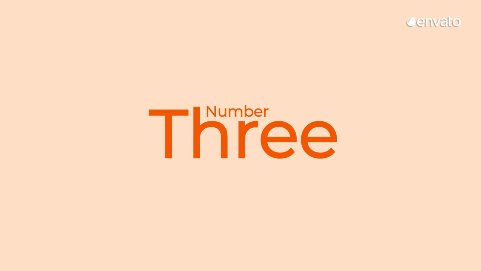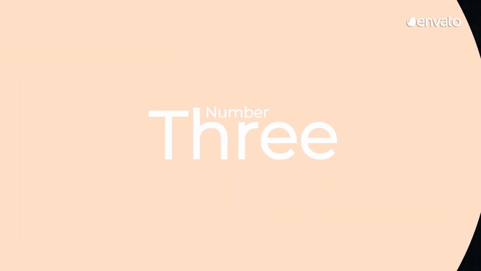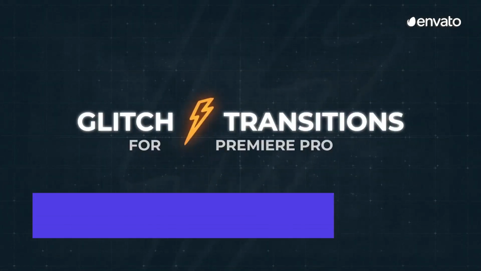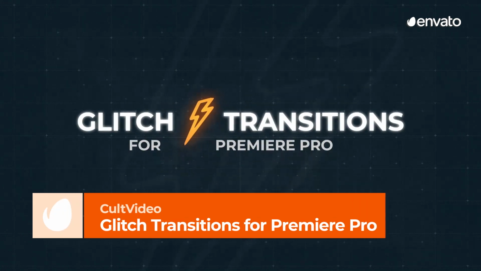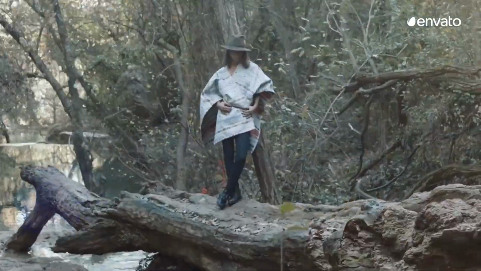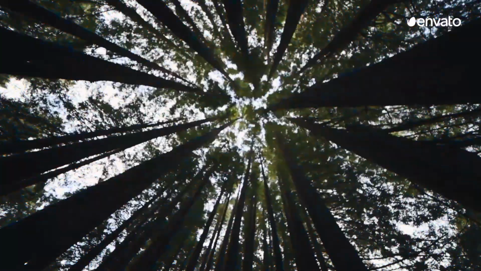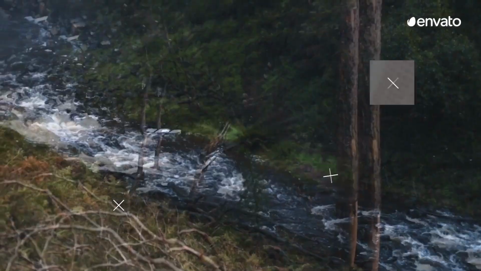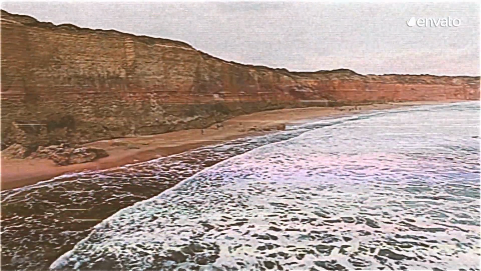Number 3. Glitch Transitions for Premiere Pro by Cult Video. This versatile pack of glitch transitions for Premiere Pro is useful for a wide range of projects across almost any industry. With over 90 effects to choose from, your vlog, travel video, film, video ad, or cinematic production will thank you for injecting it with a little glitchy pizzazz.